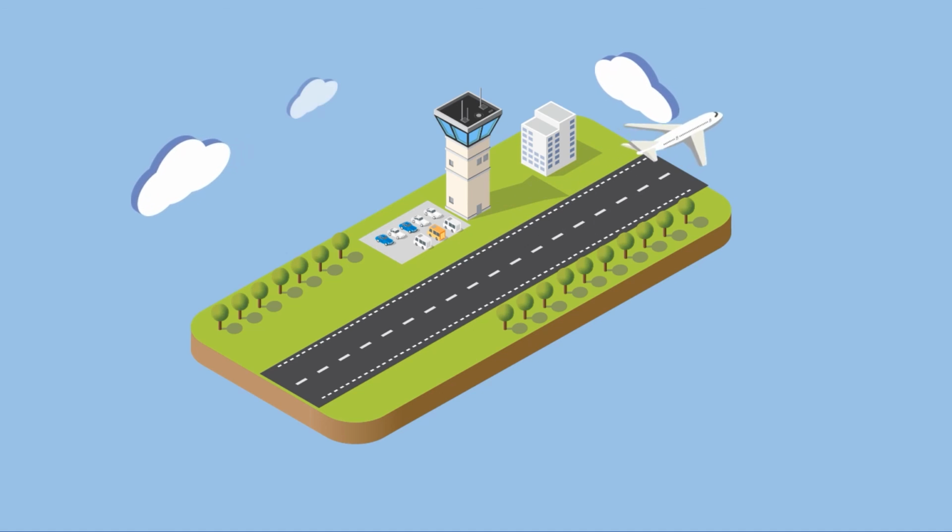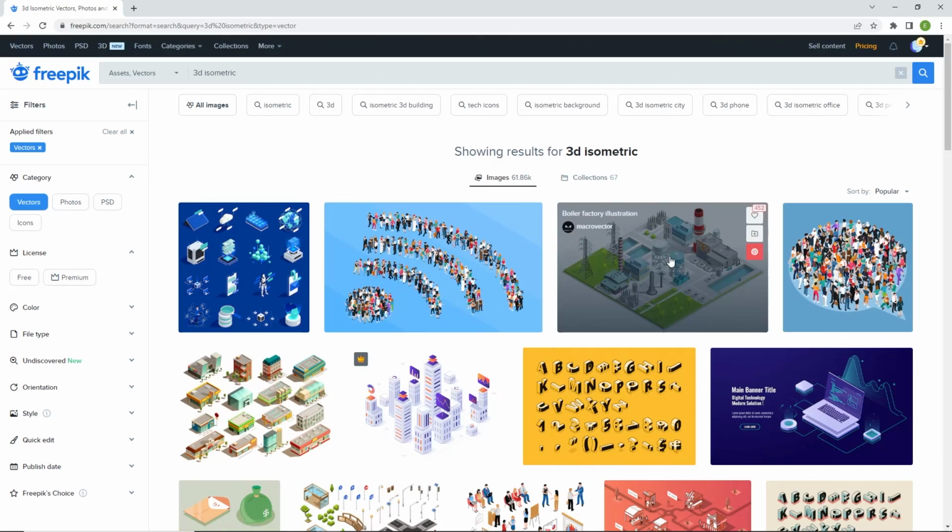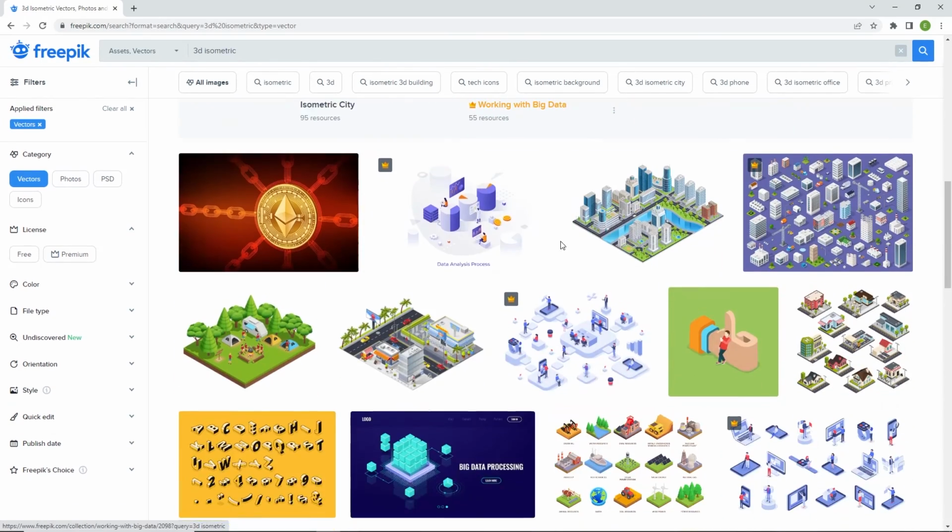You can use these tips and tricks to create a variety of 3D styled scenes. Freepik has millions of graphics and a huge variety of isometric styled graphics similar to this.